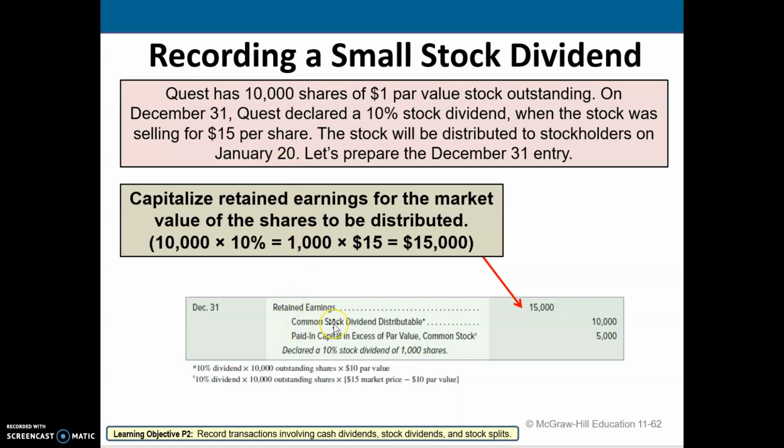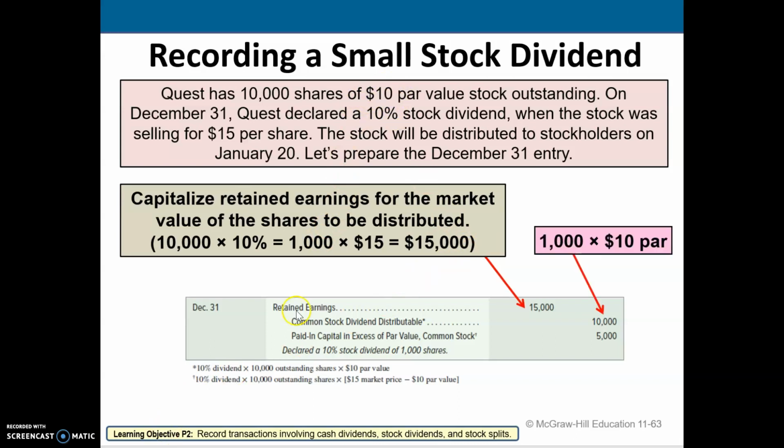So we're not going to credit common stock directly, but we're going to use a placeholder account called common stock dividend distributable. Okay? This is the amount that's going to eventually go into common stock when we issue the shares. So we're going to calculate it the same way we always calculate our credit to common stock. We take the number of shares, 1,000, times the par value, which is $1. And actually, I can see there was a typo. It said $1. It's actually $10. So 1,000 times the $10 par is 10,000. Right? That's how we get our credit to this common stock dividend distributable.